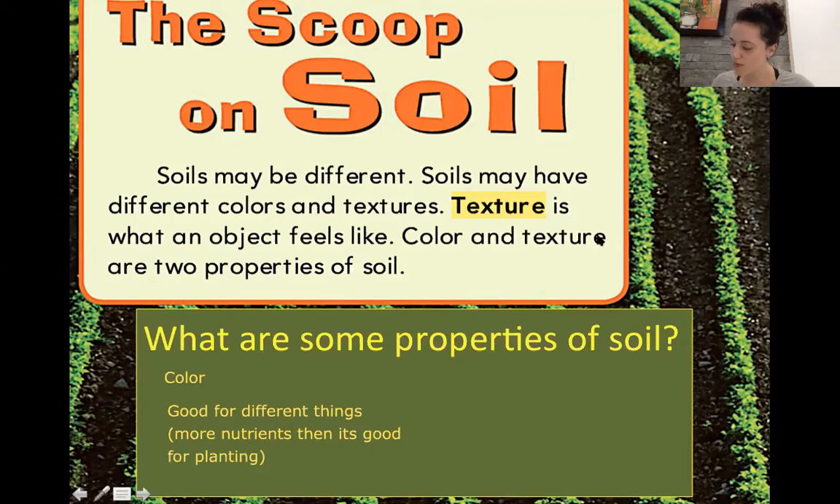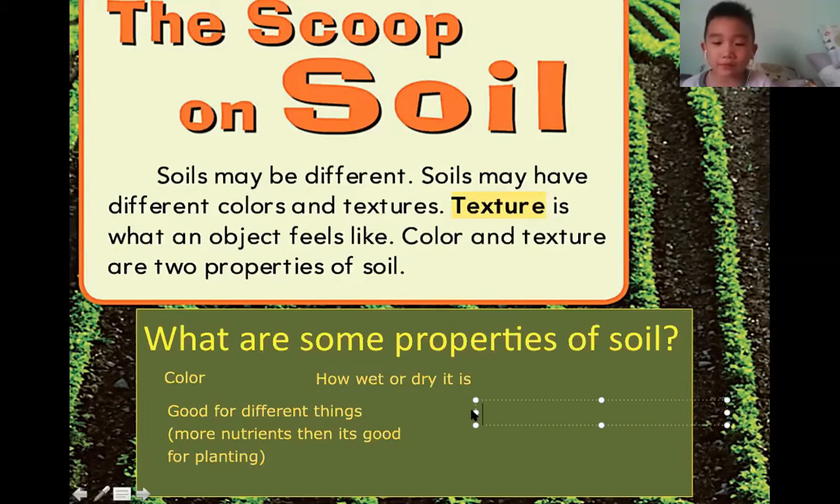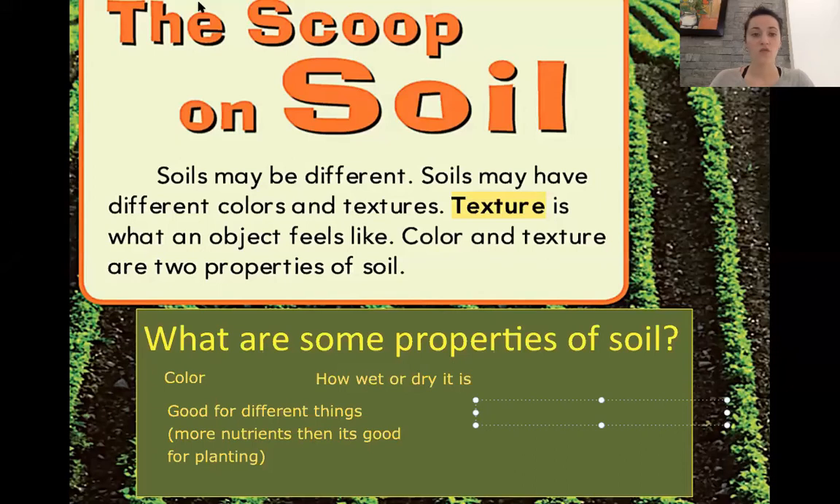What's another property of soil? Sam, what's another property of soil? Remember, properties are what something is like, so we can talk about different colors. Wet. If the soil is wet, it becomes muddy puddles. Mm-hmm. Very good. So how wet or dry it is?